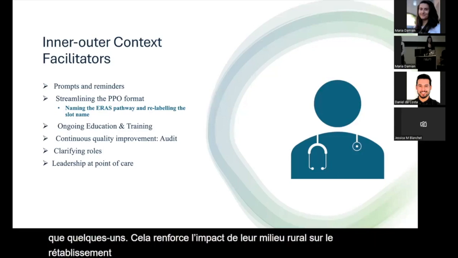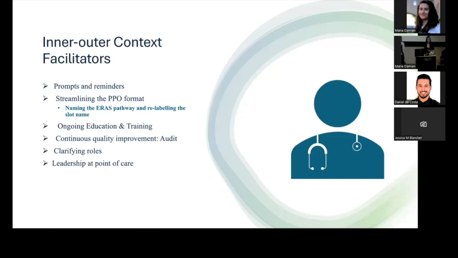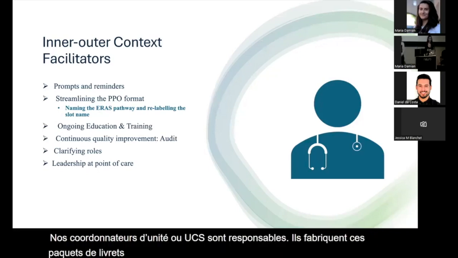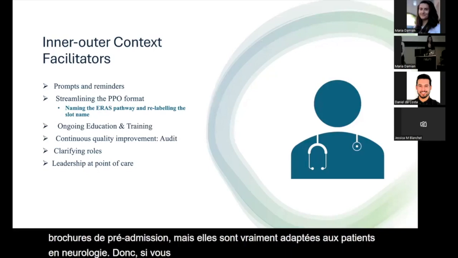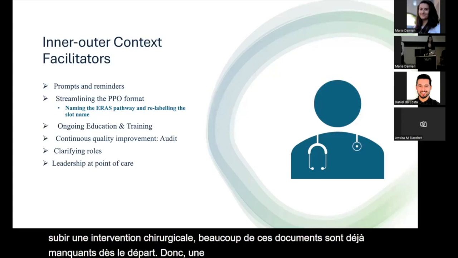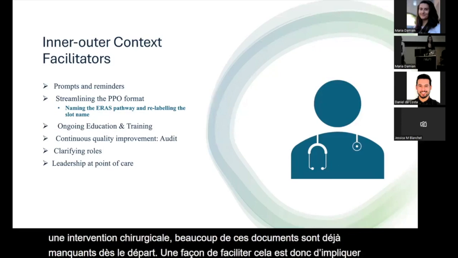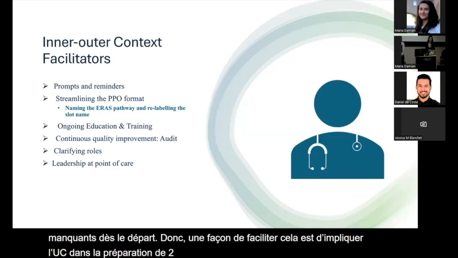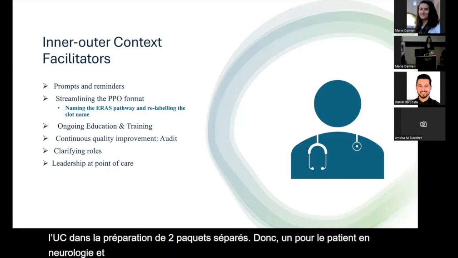Additionally, right now, our unit coordinators, our UCs, make these pre-admission booklet packages, but they're really tailored for neurology patients. So if you have a neurosurgical patient that's scheduled for surgery, a lot of those documents are already missing from the get-go. So a way to facilitate that is to involve the UC in preparing two separate packages. One for the neurology patient and one for the neurosurgical patient.